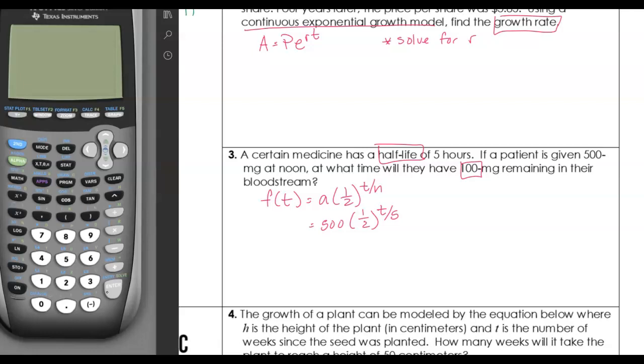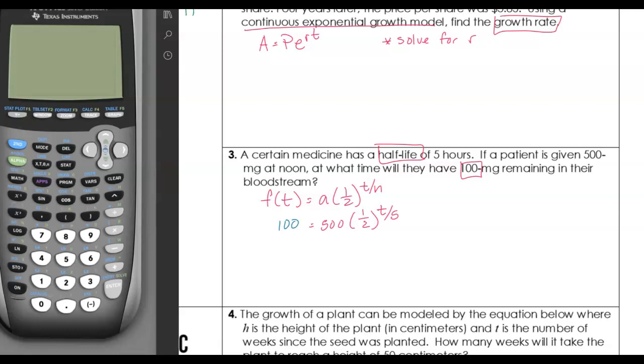100 is the total amount remaining. So that goes over here on the left, and we're trying to solve for t again. So, what is my first step in solving for t, David? What do I do first to get t all by itself here? David.